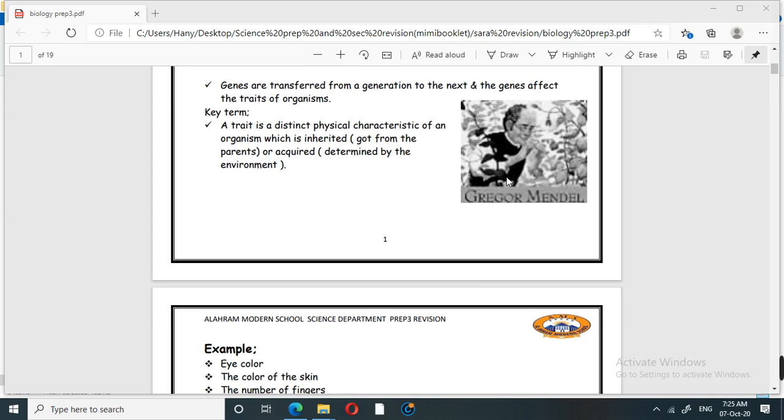Gregor Mendel was a scientist, a monk, who studied the similarities and differences between the parents and offspring of a pea plant, and from these researches he put the principles or the laws of genetics, or the inherited characters.